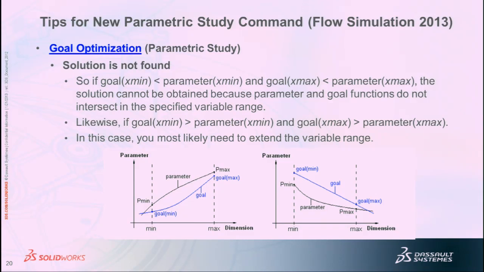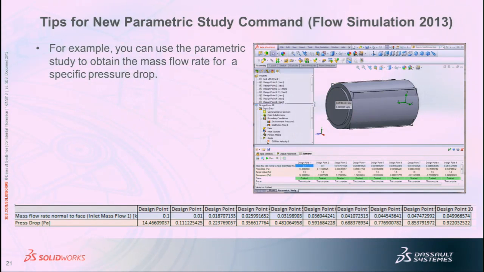And this just basically shows that the solution is not found if the goal min is less than the parameter min, or the goal max is less than the parameter max, or vice versa. And both those graphs show basically the min and max. And you can see there is no intersection point, so it didn't find the optimized point. So that's where you would see a solution is not found for this particular case.